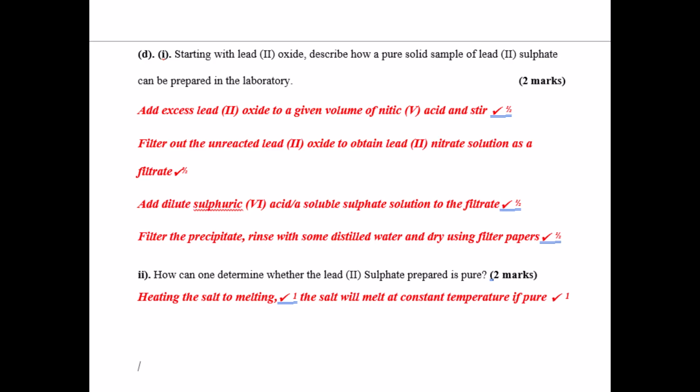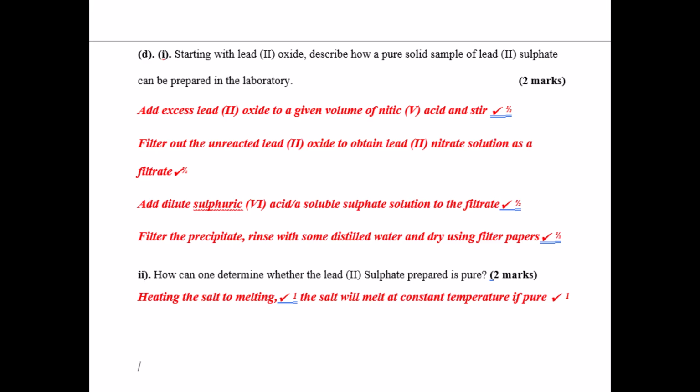The displacement reaction is basically exothermic. Part D of the question: if I want to prepare lead 2 sulfate, starting with lead 2 oxide, remember lead 2 oxide is insoluble in water. You cannot start by dissolving it in water. So what you need is an acid like nitric 5 acid. To the nitric 5 acid, you add excess lead 2 oxide. If you do that, of course it will dissolve. Then you stir, making sure it is warm nitric acid to ensure the reaction is fast. Then you filter out the unreacted lead 2 oxide. Remember, the solution you have obtained is lead 2 nitrate.